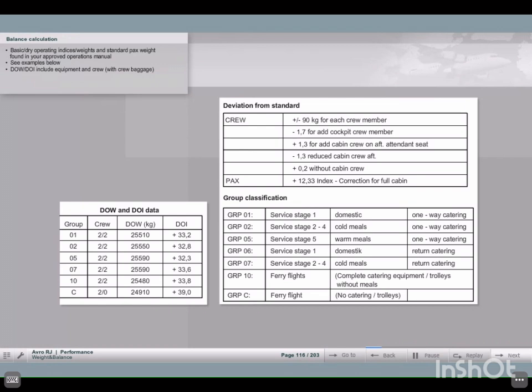Basic or dry operating indices and weights and standard passenger weights are to be found in your operations manual approved by the authorities. Those are just examples. Did you remember that DOW and DOI data include the completely equipped airplane, standard crew with their baggage and cabin equipment, food, beverage, and water?